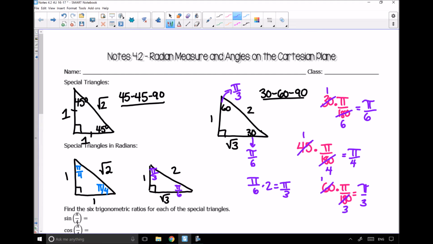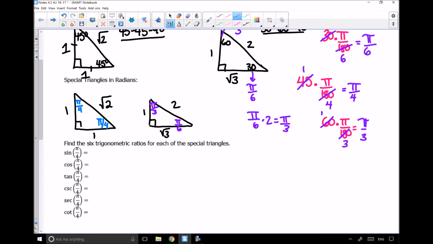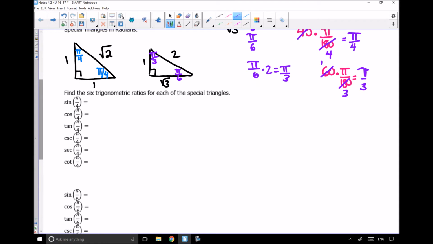Okay, so that's the basis right now for what we're going to do for the rest of this lesson. All right, so now we want to find the 6 trigonometric ratios for each of the special triangles. These are values that we're definitely going to need to have down cold, okay? So before we do this, let's just remind ourselves what these different ratios represent. Remember, we're going to use SOHCAHTOA right here.